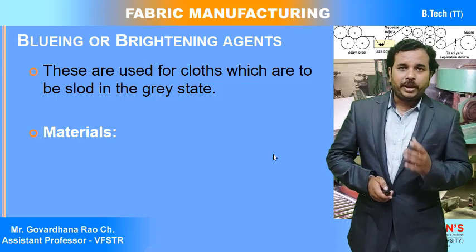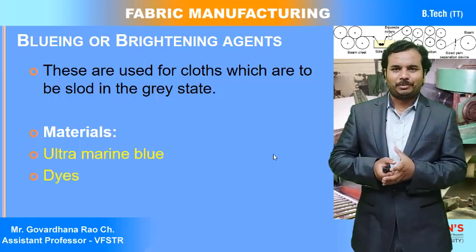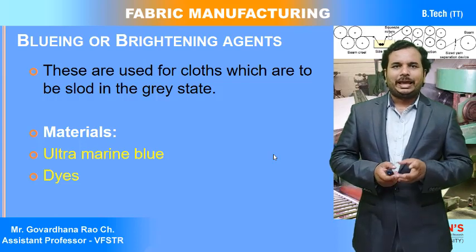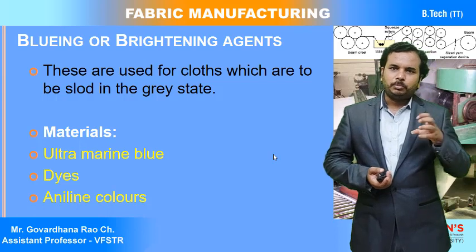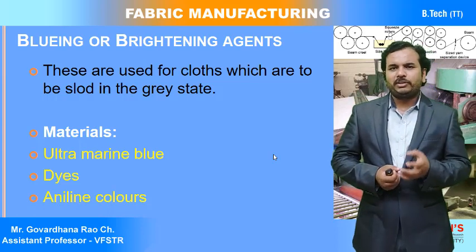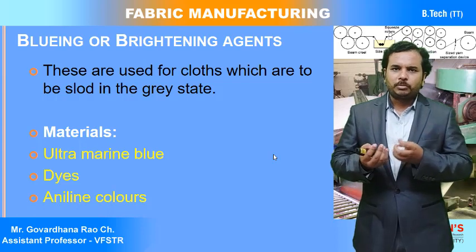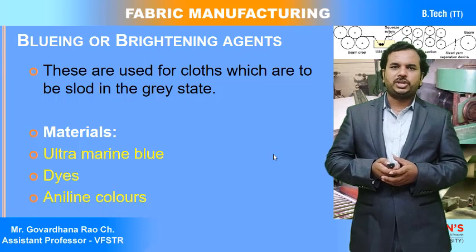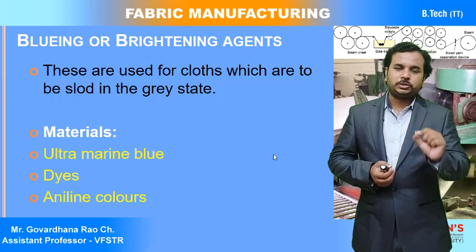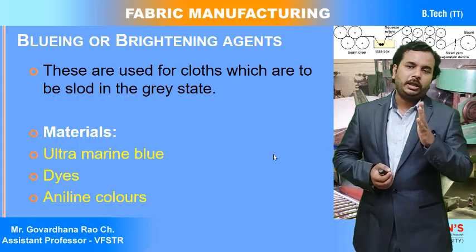The materials we use as bluing and brightening agents are ultramarine blue. We can also use blue color dyes, and aniline colors also can be used. What will happen is the greyish color becomes bluish, and the look of the appearance of the fabric is changed after using the bluing and brightening agents. So if you want to sell your fabric in the grey state, then we use the bluing and brightening agent.